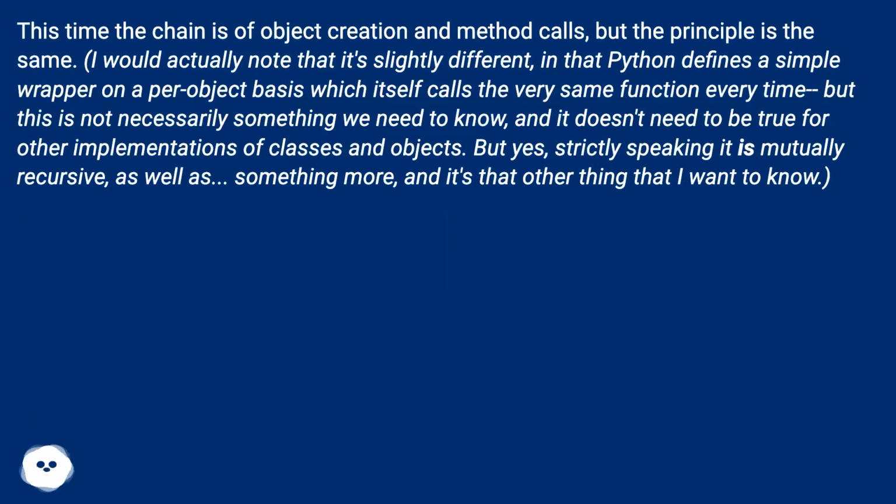This time the chain is of object creation and method calls, but the principle is the same. I would actually note that it's slightly different in that Python defines a simple wrapper on a per object basis which itself calls the very same function every time, but this is not necessarily something we need to know, and it doesn't need to be true for other implementations of classes and objects. But yes, strictly speaking, it is mutually recursive, as well as something more, and it's that other thing that I want to know.